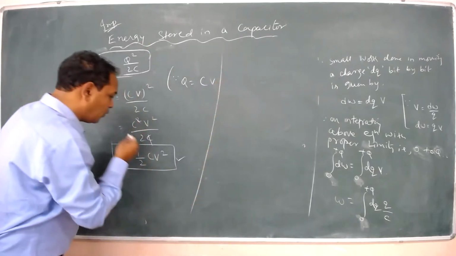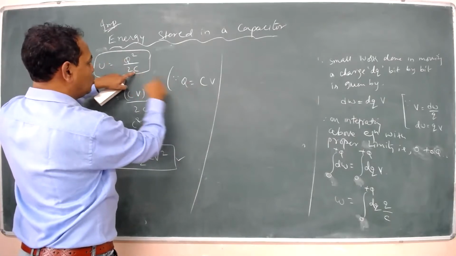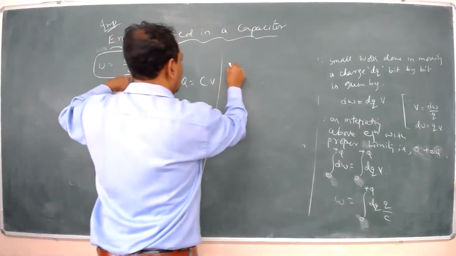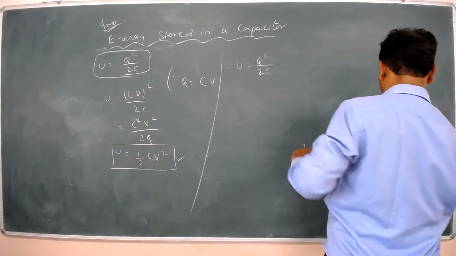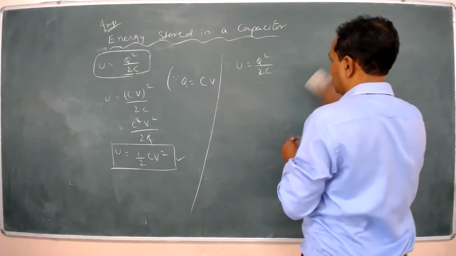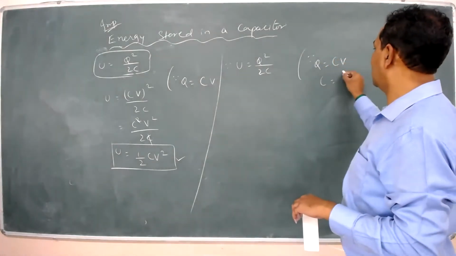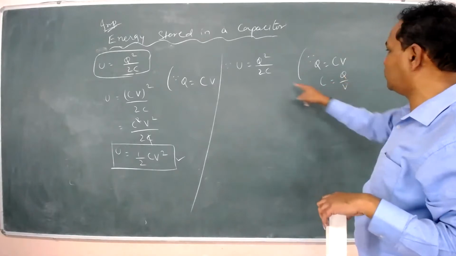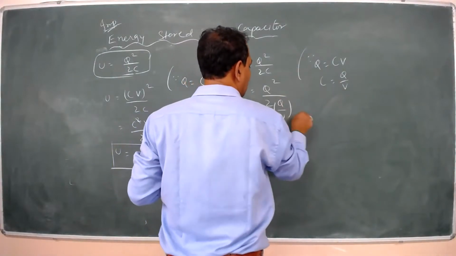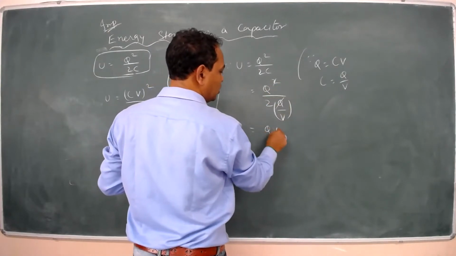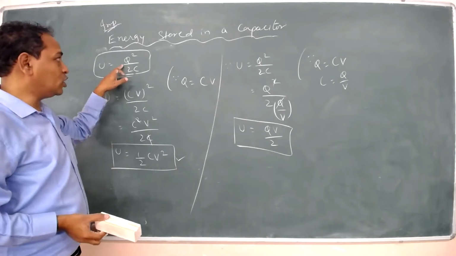Now, I will substitute the C value in this case, and I will get one more form. Since U is equal to Q square by 2C, and since Q is equal to CV, from this C is equal to Q by V. If I substitute C as Q by V, then Q square by 2 into Q by V. Here Q will get cancelled, and this V will go up, that means QV by 2. So this is also one more form.